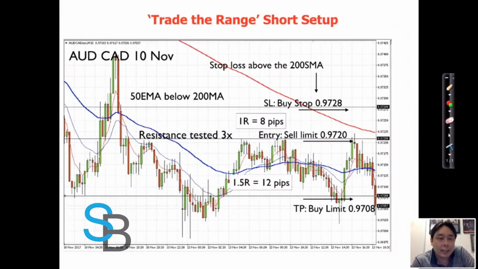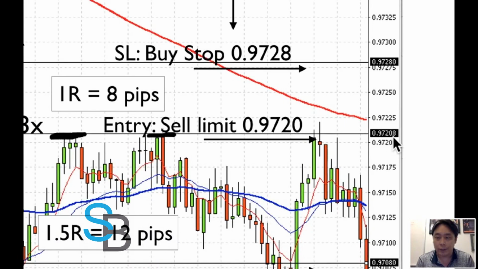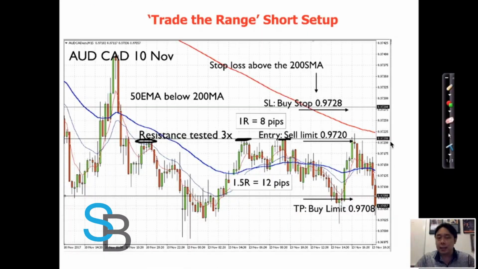Alrighty, let's take a look at the next example, Aussie CAD, 10th of November. Again, you can see a downtrend bias: 50 moving average, blue line, below 200 moving average, red line. Do we see a clear range? Yes, I did. You can see it's in a range with resistance, resistance, resistance, right? Tested once, twice, 3 times, and resistance was at 97.20. This tells you that there are many sellers looking to sell at 97.20.